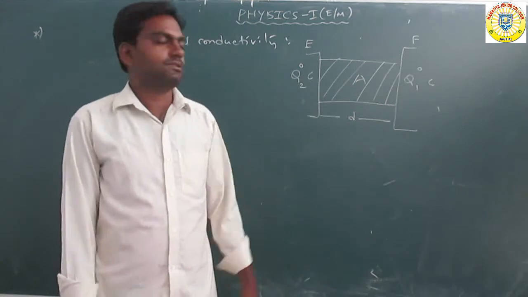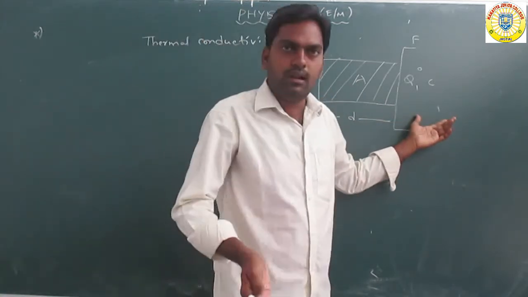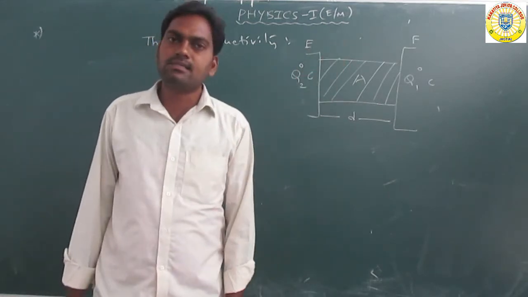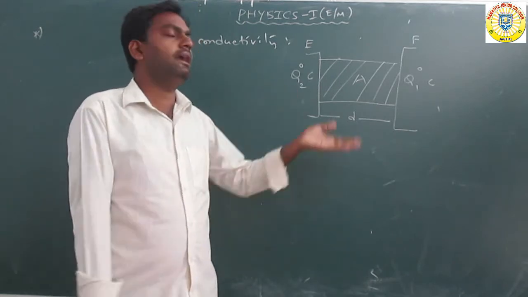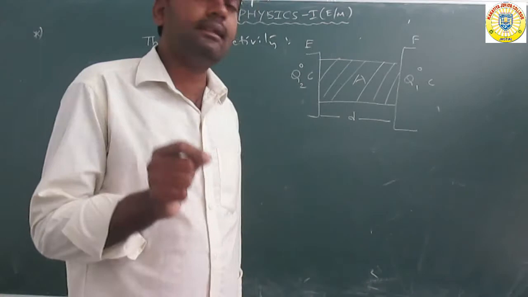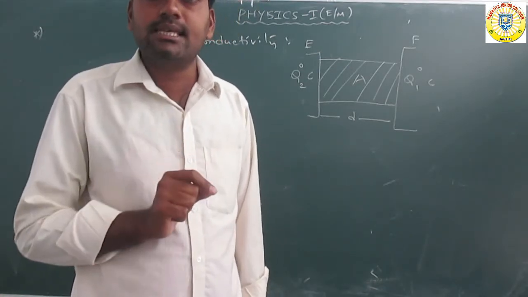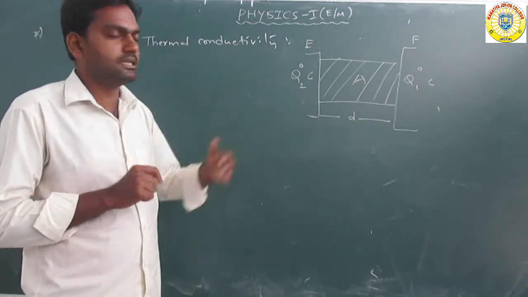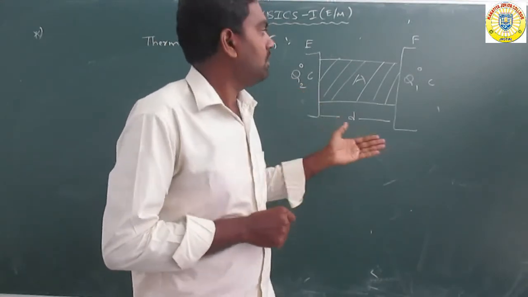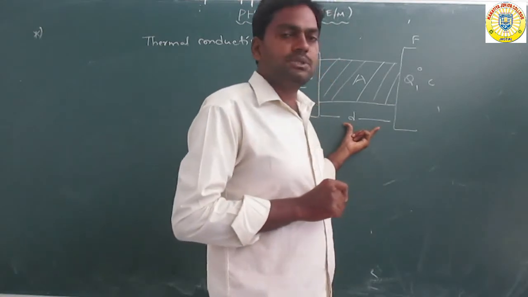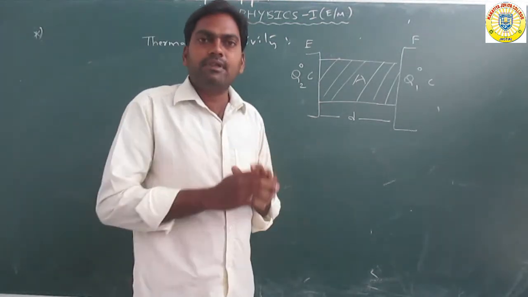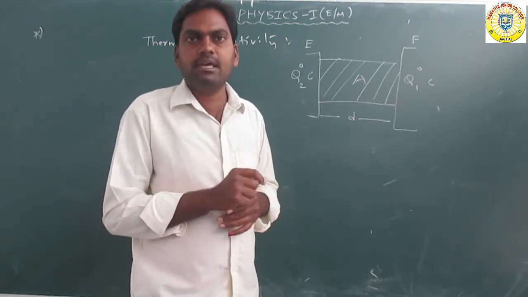In general, the higher is the hot body, and the other is the cool body or cool object, maintained at temperature Q1 degrees C. These two faces E and F are opposite faces, maintained at temperatures Q2 degrees C and Q1 degrees C. The distance between the two faces is taken as D. The area of cross section is A. Now, the heat conducted, the conduction of heat flow between the two faces.